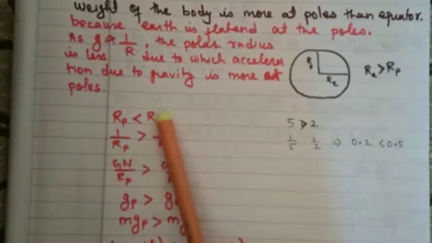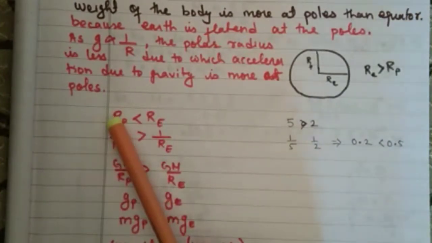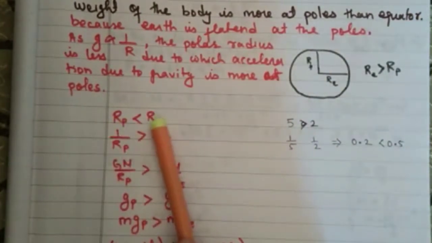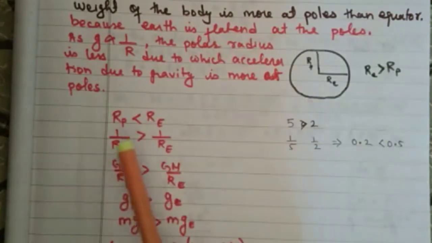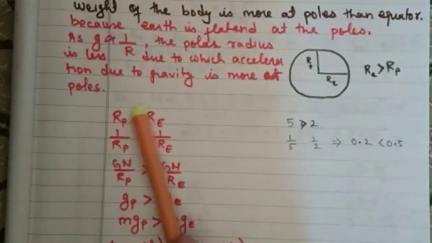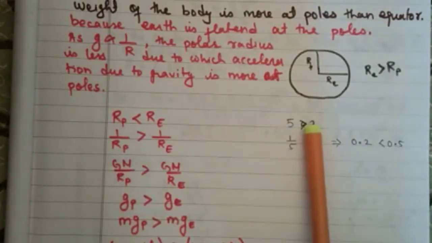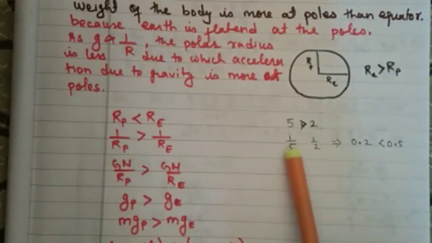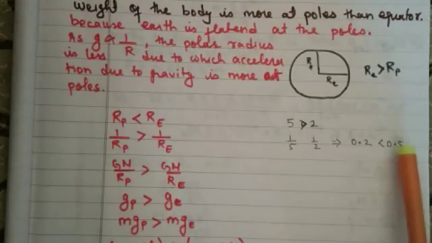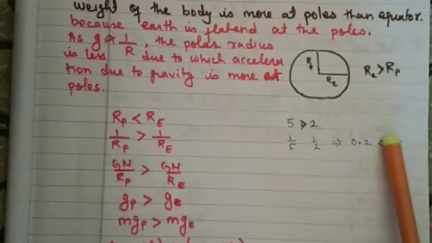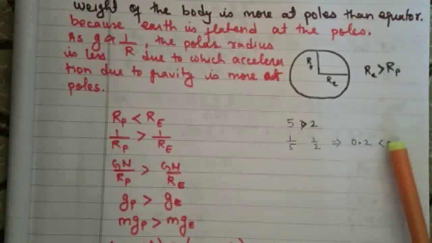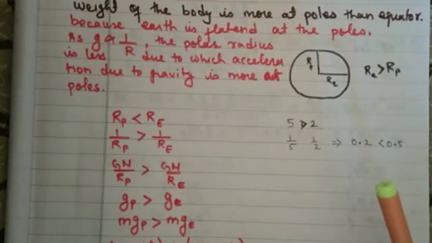Now let us prove it mathematically. As we have discussed, the radius at the pole is less than the radius at the equator. When you reciprocate, the sign also gets reversed. See, 5 is greater than 2, and if you reciprocate them, you will get 0.2 and 0.5. So 1 by 2 is 0.5. When you reciprocate two numbers, the inequality sign also reverses.